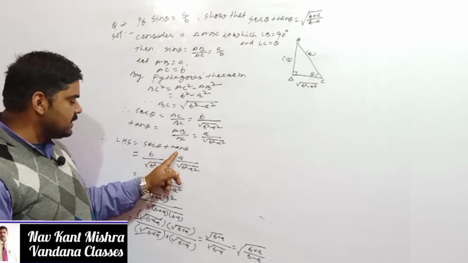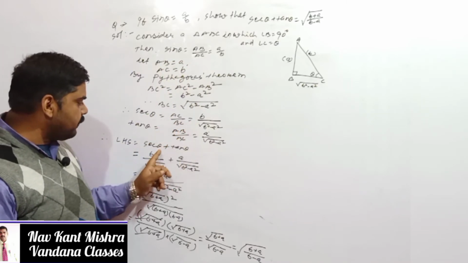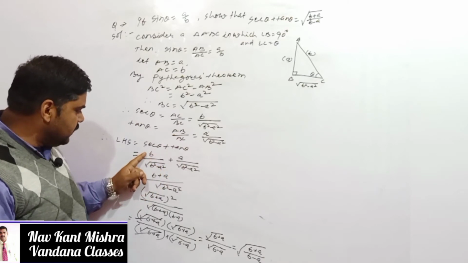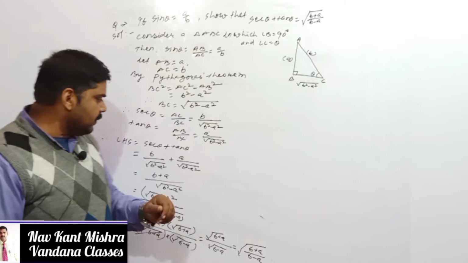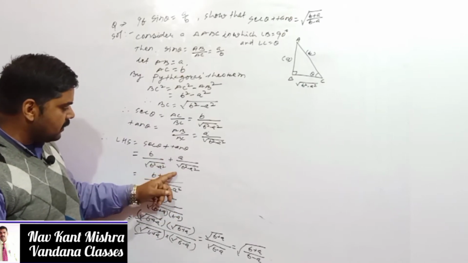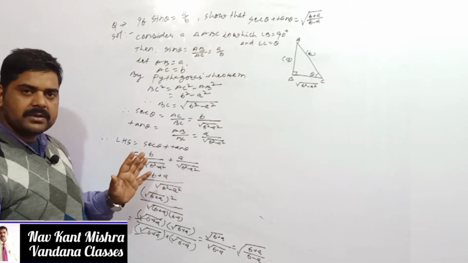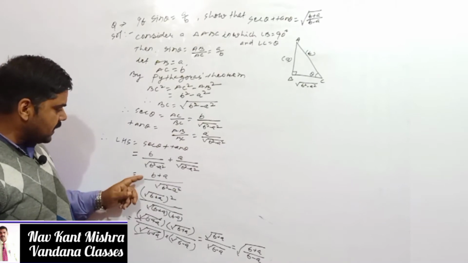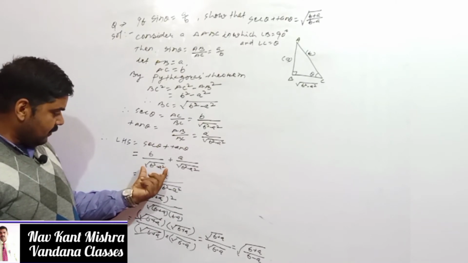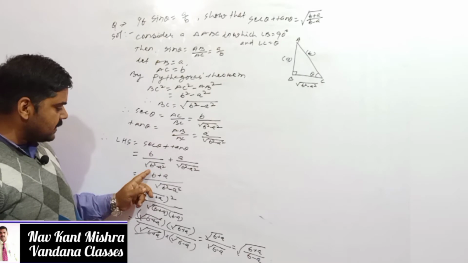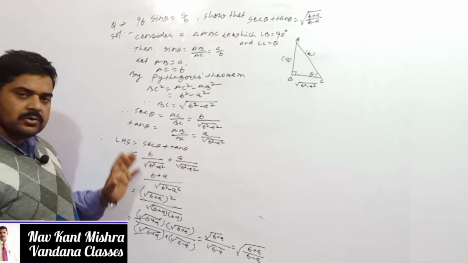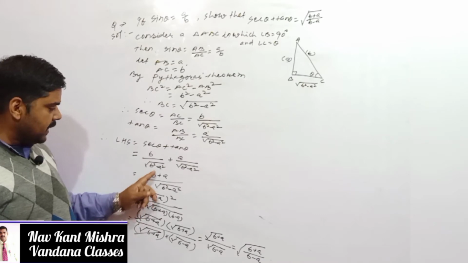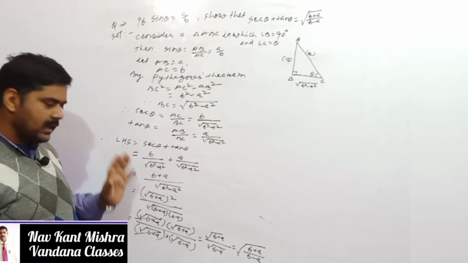After that LHS part of the question is sec theta plus tan theta, you have to put the value of sec theta, that is B upon square root under B square minus A square, and the value of tan theta is A upon square root under B square minus A square. After that, the denominator is square root under B square minus A square, and numerator on simplification can be written as B plus A.